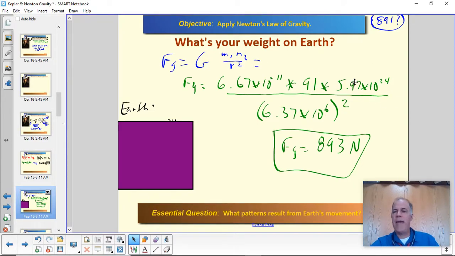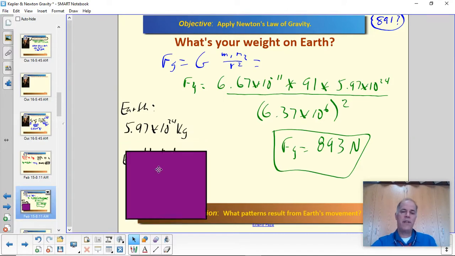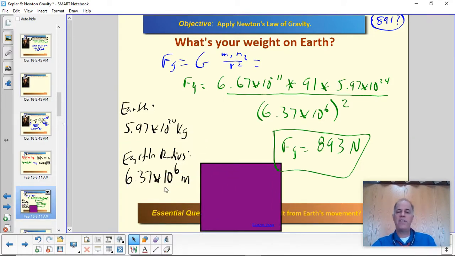And for M2, we need the mass of the Earth, which turns out to be 5.97 times 10 to the 24th kilograms. That's a lot of kilograms. Then you need to know the distance. And remember, the distance for the law of gravity is the center of you to the center of the Earth. So it turns out the radius of the Earth is 6.37 times 10 to the 6 meters. So that's what we put in the denominator. And we have to square that number. So 6.37 times 10 to the 6, quantity squared.